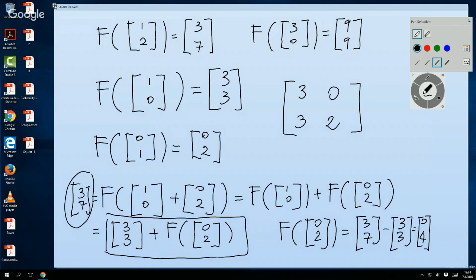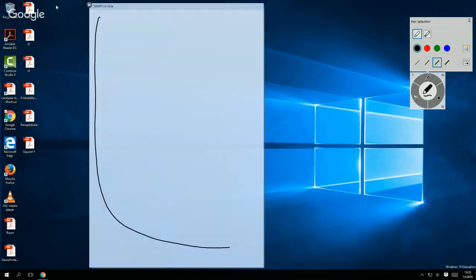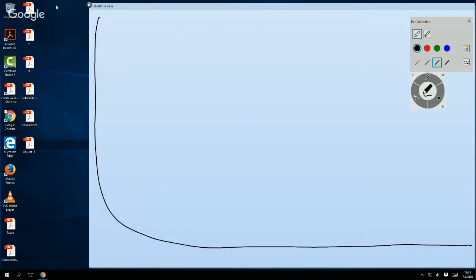Any questions about this? The bottom line is, remember the properties of a linear transformation. If you know those, that's a piece of cake. If you don't, write them down on your A4 sheet of paper. Next question.